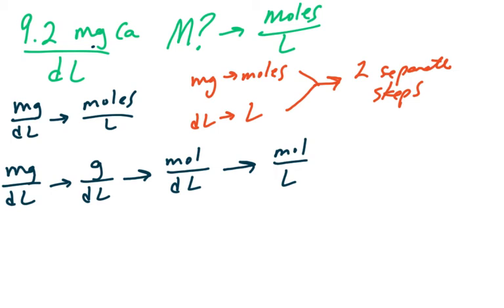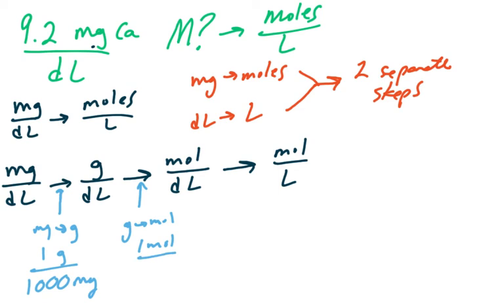So this one would be going from milligrams to grams. There's our conversion factor: there are 1,000 milligrams in 1 gram. Then this would be going from grams to moles. So we need the molar mass of calcium, because we want to go from grams to moles. 1 mole of calcium, from the periodic table, you can see is 40.08 grams of calcium.